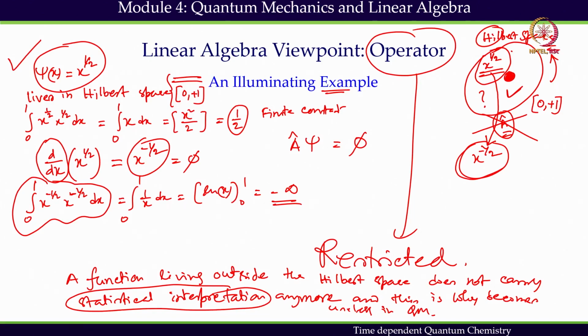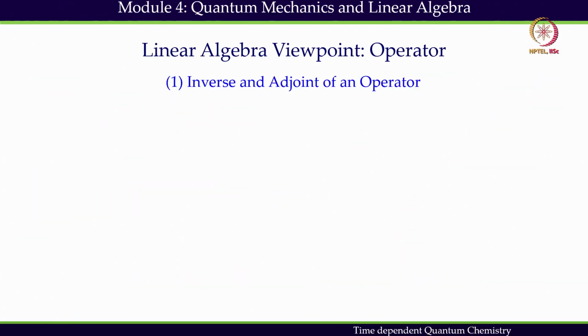So, that is why the wave function has to live in the Hilbert space, and if an operator acting on that wave function living in the Hilbert space takes it out of the Hilbert space, then that is also a problem. Then we have lost the interpretation of quantum mechanics again. So, everything has to be in the Hilbert space, and that is why the operator space needs to be restricted. We cannot use just any operator in quantum mechanics. So, let us find out what kind of operators we can use and what operations on operators we can think of from the linear algebra viewpoint.